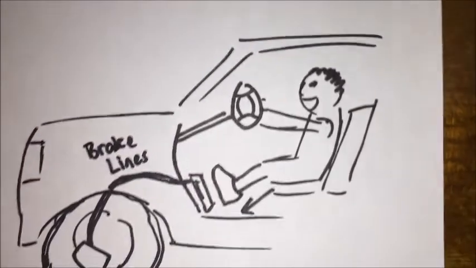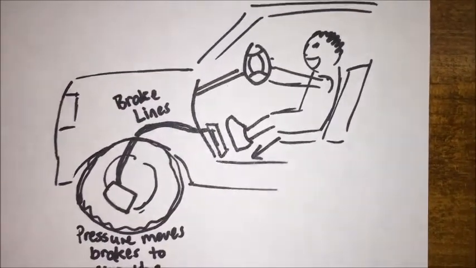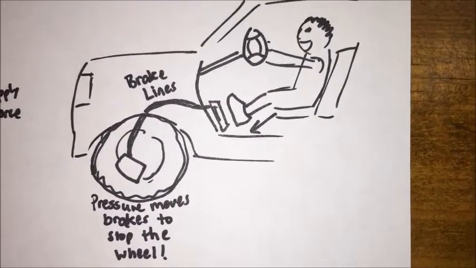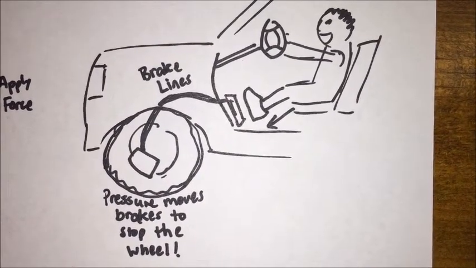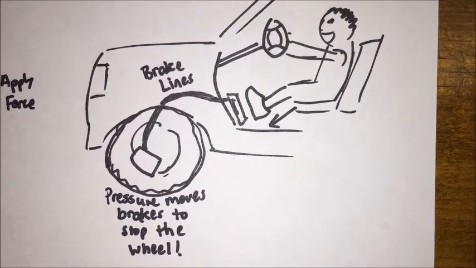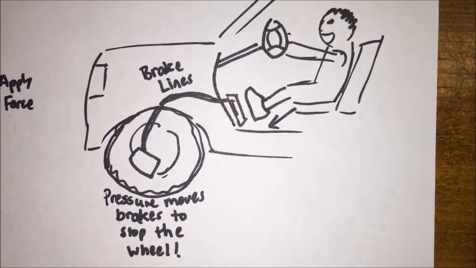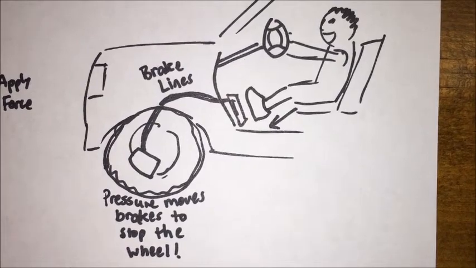Now, one example we're going to talk about is cars. How does that work? Take a look at this driver. He presses on the brake pedal. It presses a fluid through the brake lines. And on the opposite side, the pressure can't escape, but it does move and presses the brake against the tire.